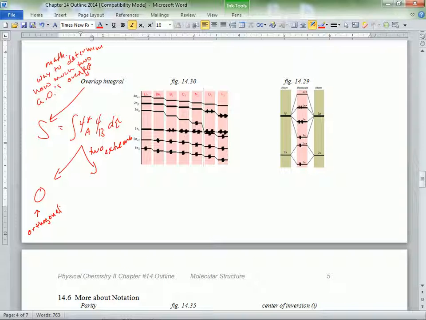And then the other extreme would be they overlap 100%. Well, let's finish this up first. This would be where they're identical, right? You'd have psi A star times psi A, two identical orbitals. Pretty much just a normalization condition.